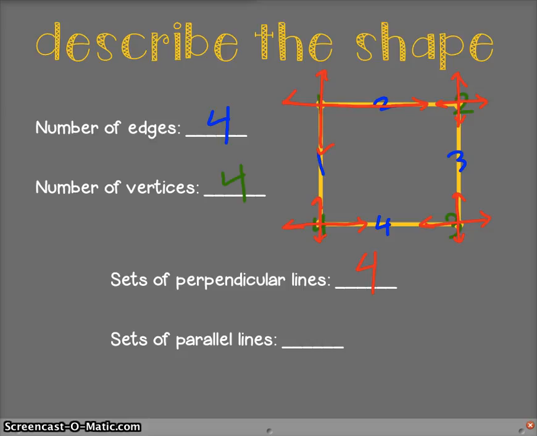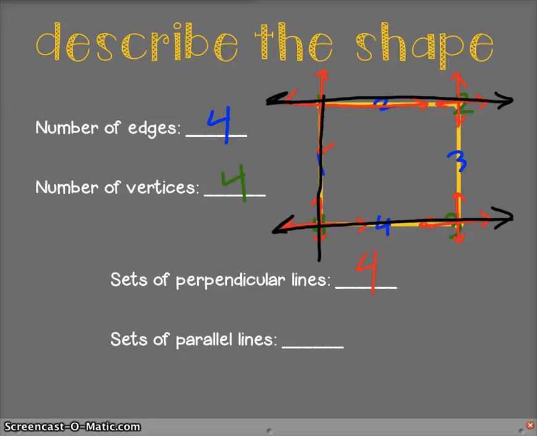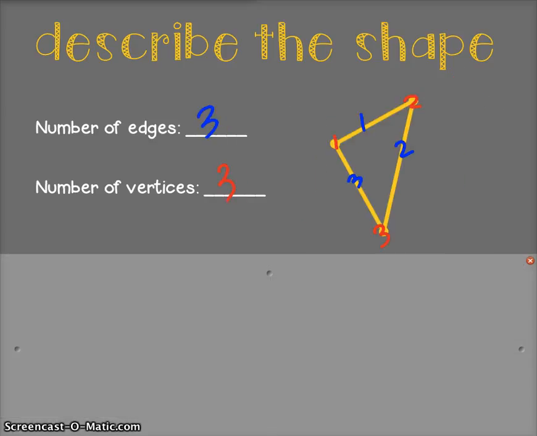How many sets of parallel lines do you see? The top is parallel to the bottom. They will never intersect. They're the same distance apart. And the left is parallel to the right. That would be 2 sets of parallel lines.